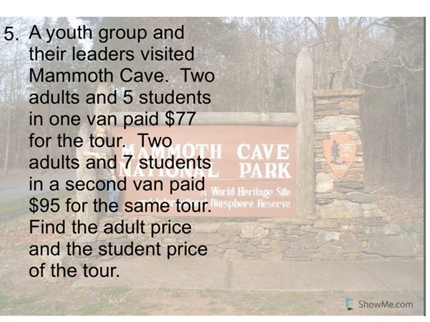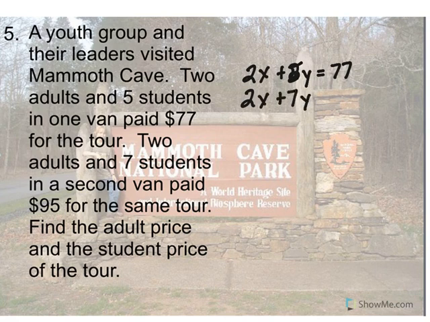We also want to be able to write the equations. So a youth group leader visited Mammoth Cave. 2 adults and 5 students in one van. So 2 adults, x, plus 5 students, y, paid $77. 2 adults, x, and 7 students, y, paid $95. So I've got 2 equations in standard form.